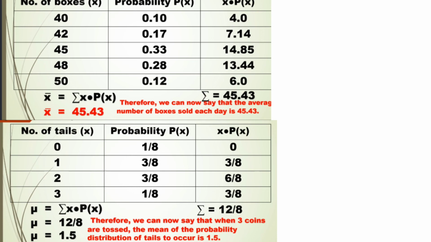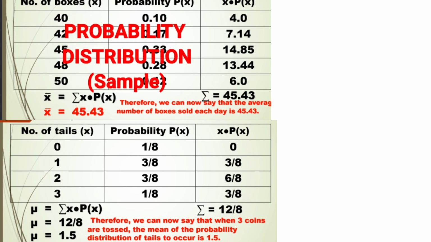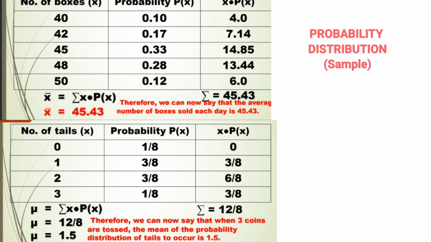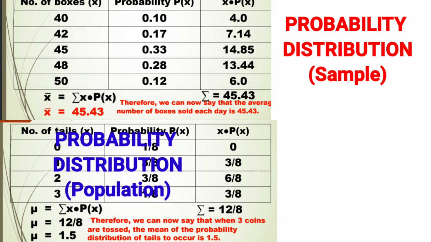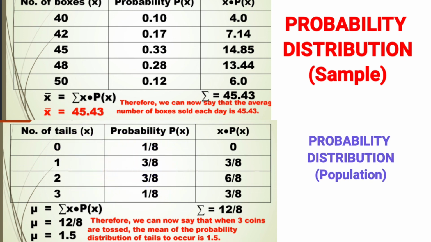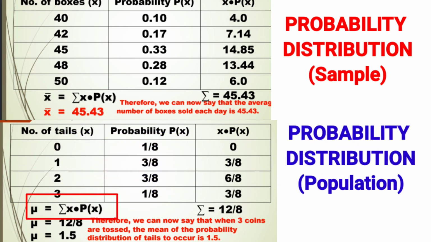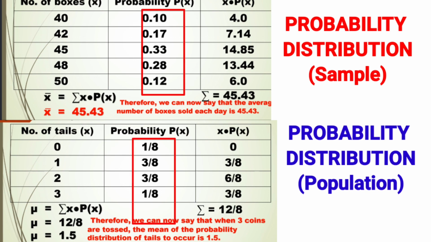To sum up our lesson for this video, if the probability distribution represents a sample, the formula is x bar equals the summation of x times P of x. If the probability distribution represents a population, the formula is mu equals the summation of x times P of x. And probabilities of the random variable can be represented by decimal or fraction.